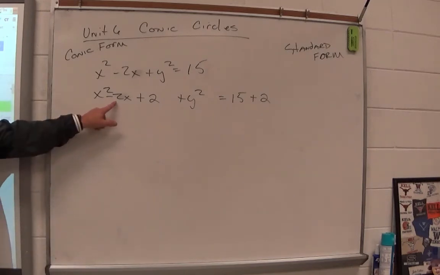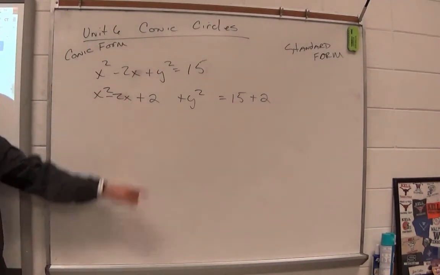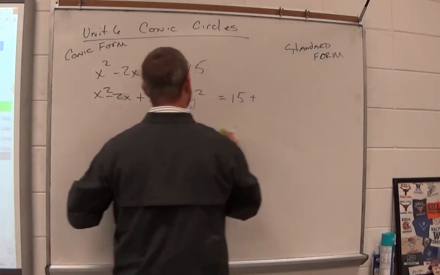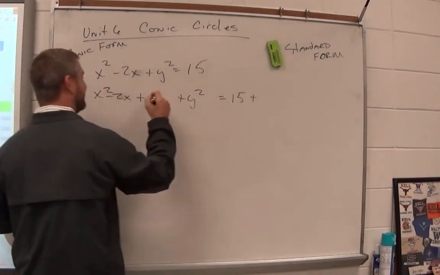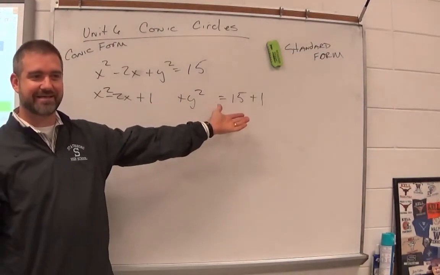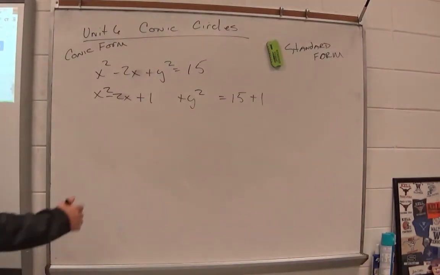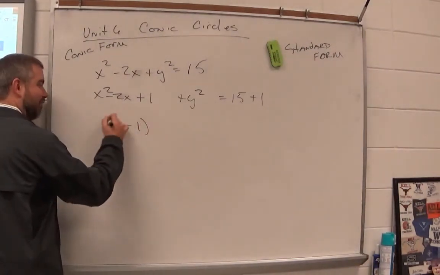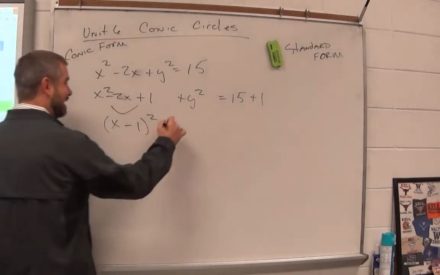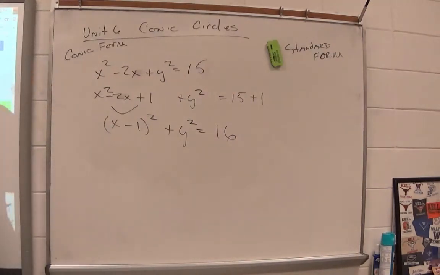This divided in half is -1. -1 squared is not 2. It's 1. My fault. I should have known that because what are we going to get over here? We're going to get a nice perfect square. So I got x minus 1 squared. This factors into this. I got plus y squared, and then over here I got 16.